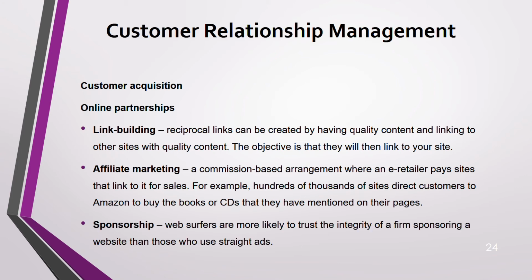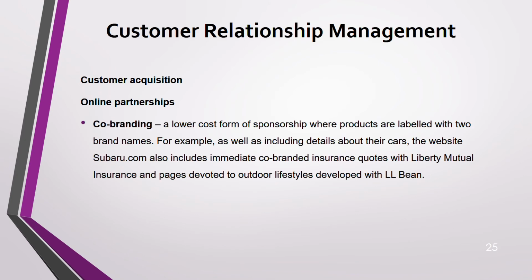Sponsorship. Web surfers are more likely to trust the integrity of a firm sponsoring a website, rather than those who use trade ads. Then, co-branding. To build your online partnerships, you can do co-branding of your brand with another. This is a lower cost form of sponsorship. Co-branding means your product is labeled with two brand names. For example, as well as including details about their car, the website Subaru.com includes immediate co-branded insurance codes with Liberty Mutual Insurance and pages devoted to outdoor lifestyle, developed with LL Bean.